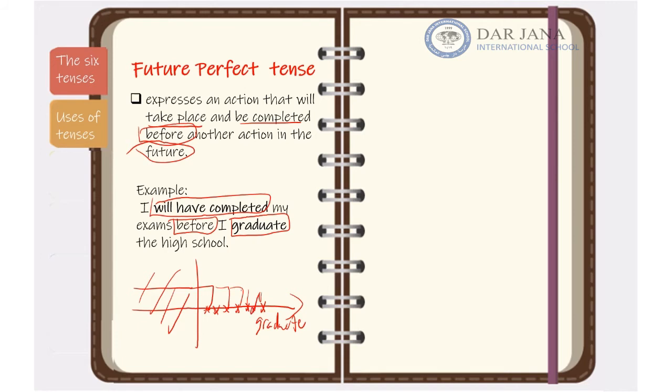Okay? So it should have ended before another action in the future. In this case, I use the future perfect tense. Now, how to conjugate that? It's very easy. All you have to do is to add will plus have. There's no has here because you have an auxiliary which is will. And you have the past participle of the verb. Okay? Will have completed, will have swum, will have dreamt, will have opened, will have studied, and so on.